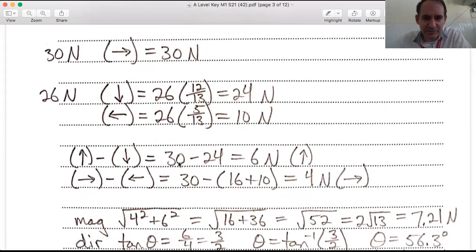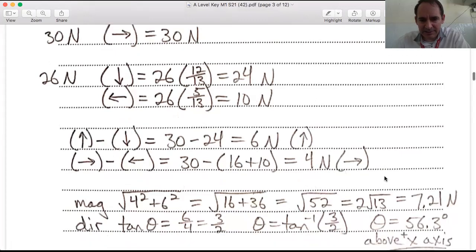Then we resolve all the forces by taking the up forces minus the down forces. So the up forces was 30. The combination of the down forces was 24. 30 minus 24 gives us a resultant force of 6 newtons in the upwards direction. Then we take the right minus the left, which is our bigger minus the smaller. 30 minus the 2 forces going left. 30 minus 26 is 4 newtons going to the right.